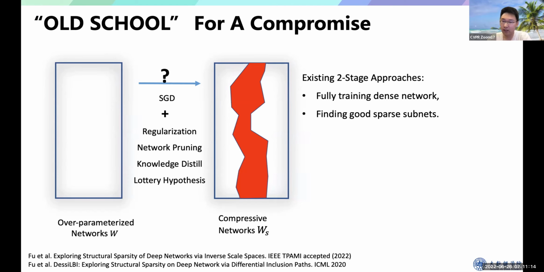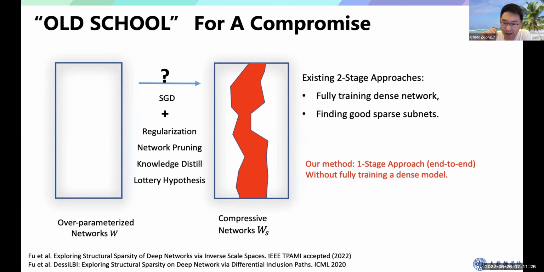Unfortunately, without over-parameterization, a compressed model, if directly trained by an optimizer such as SGD, may be trapped in a local optimum. In contrast, we're thinking of a one-stage approach without fully training a dense network.